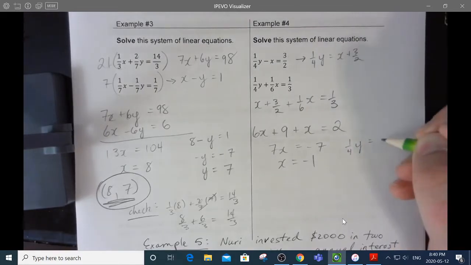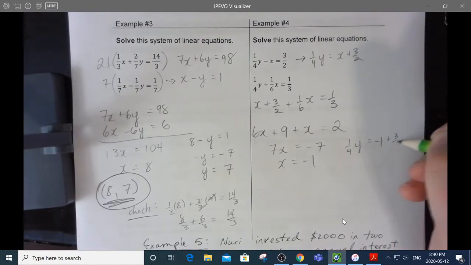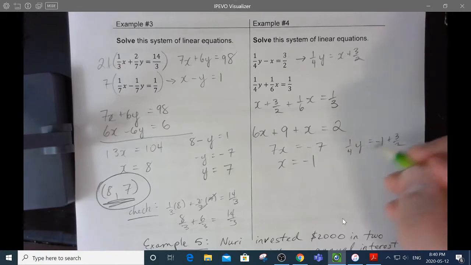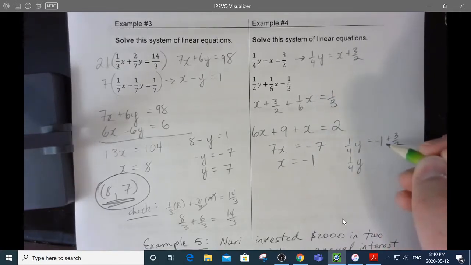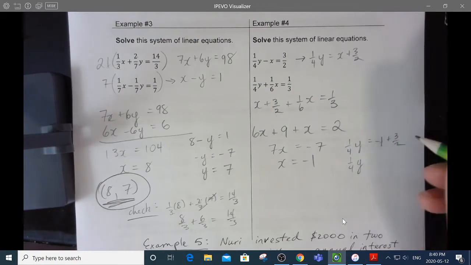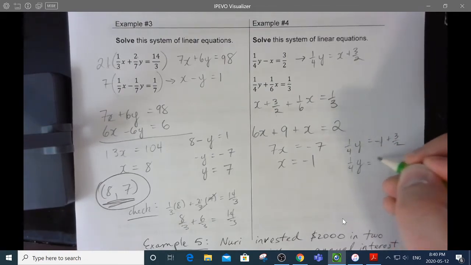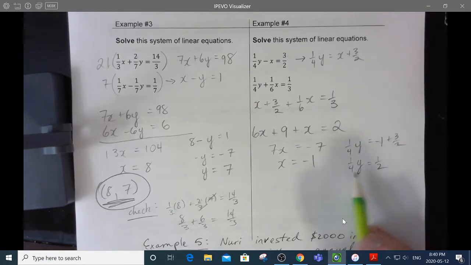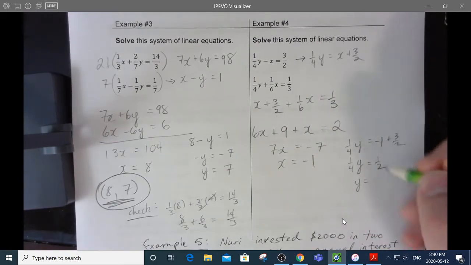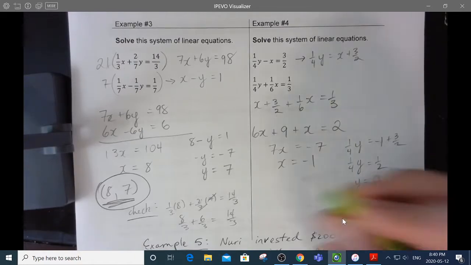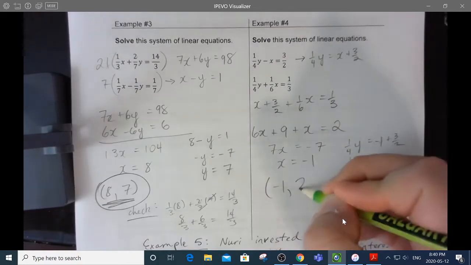1/4 of y is equal to -1 plus 3/2. I'm going to minus 1 from 3/2. 1 is, of course, 2/2, so that's 2/2 taken away from 3/2, which is 1/2. And then how do you divide a half by a quarter? Well, you can do that by just doing the opposite. You can times both sides of the equation by 4, so that's 1/2 of 4, which is 2. So my answer is -1, 2.